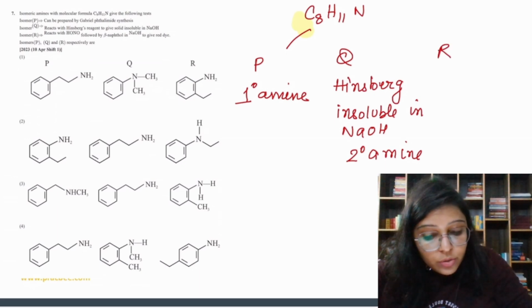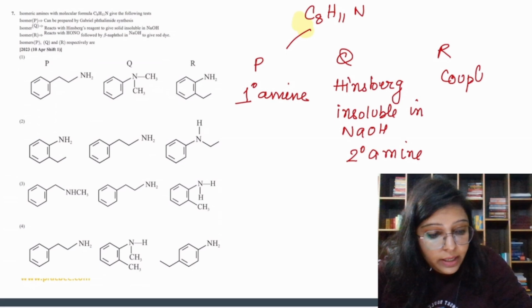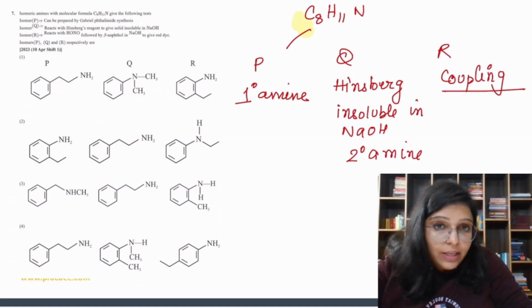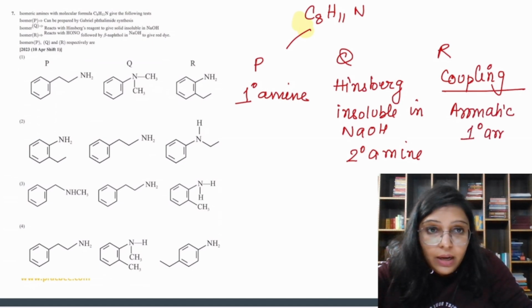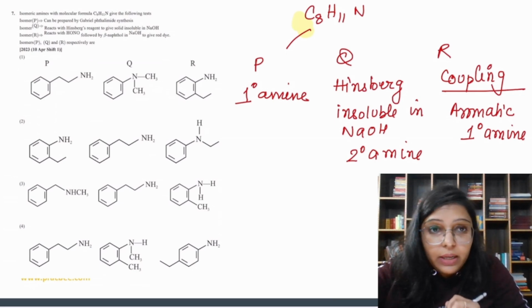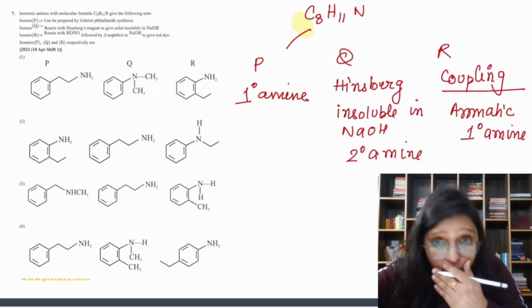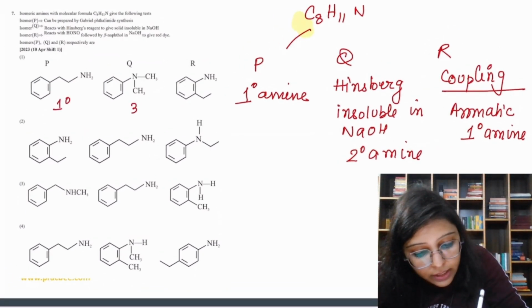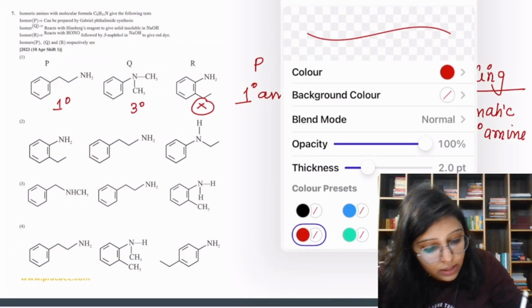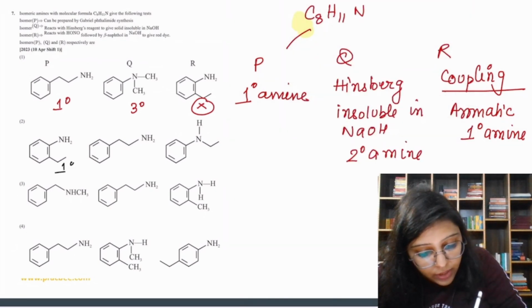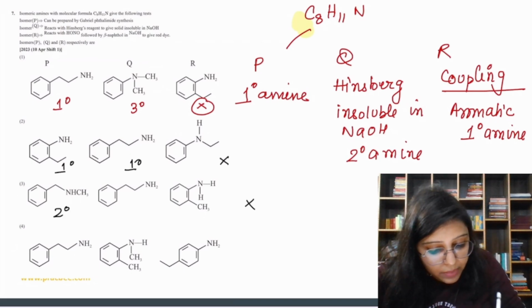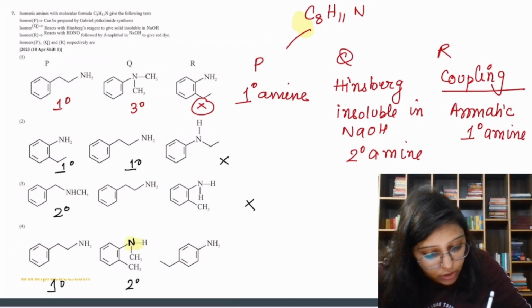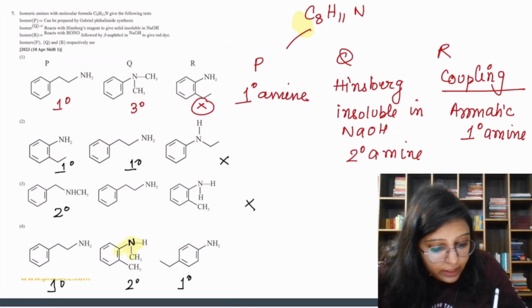Third, R reacts with HNO2 followed by beta naphthol in NaOH to give a red dye. So here we can say a coupling reaction happens, right? For a coupling reaction, we should have an aromatic 1 degree amine. Okay, aromatic 1 degree amine, it means we should have an aryl amine. So we have to look for that option. So this is 1 degree, this is 3 degree. No, this cannot be the answer. Now look at the second. This is 1 degree. This is 1 degree. No, it cannot be the answer. This is 2 degree, cannot be the answer. This is 1 degree. Okay, this is a 2 degree amine. Nitrogen is bonded to 2 carbons, and this is a 1 degree aromatic amine.